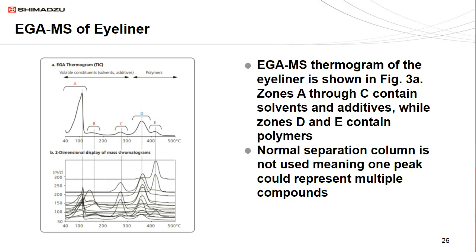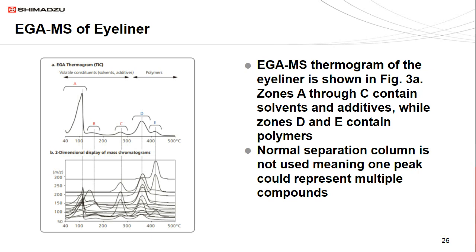And what this shows clearly in the figure to the left is multiple zones, or a variety of compounds ranging from low boiling to high boiling compounds. If we take a look at the individual zones in the top portion of the figure, we can see the volatile constituents like solvents and additives through zones A, B, and C. And then we start to get into our polymers in zones D and E.